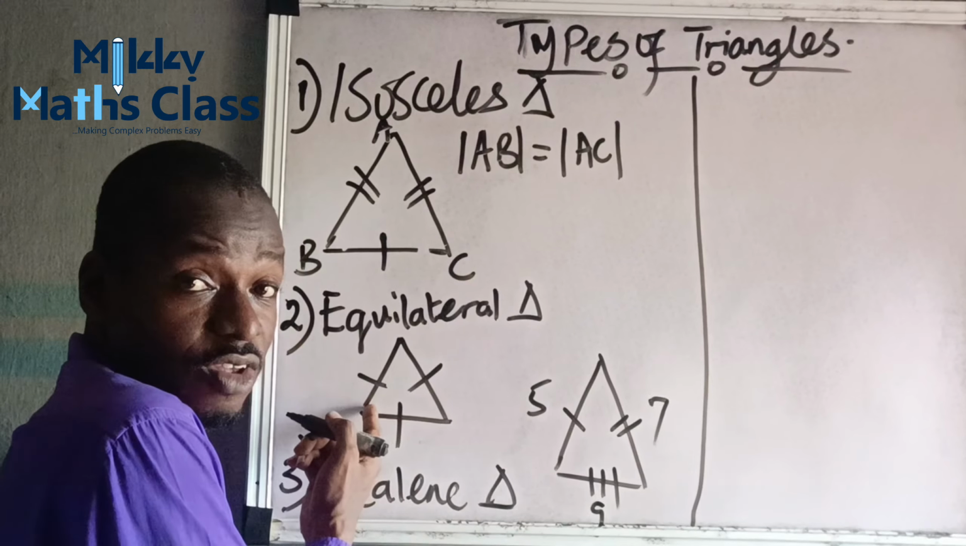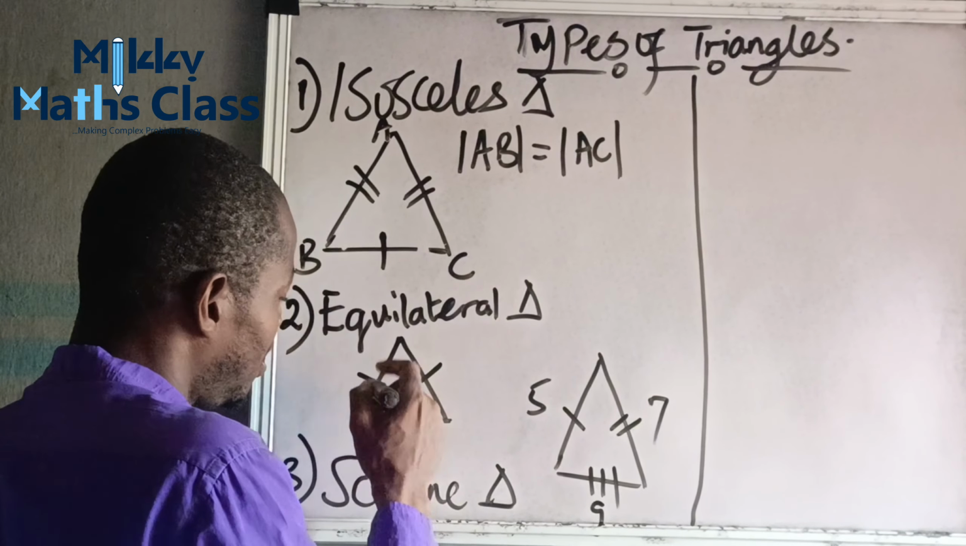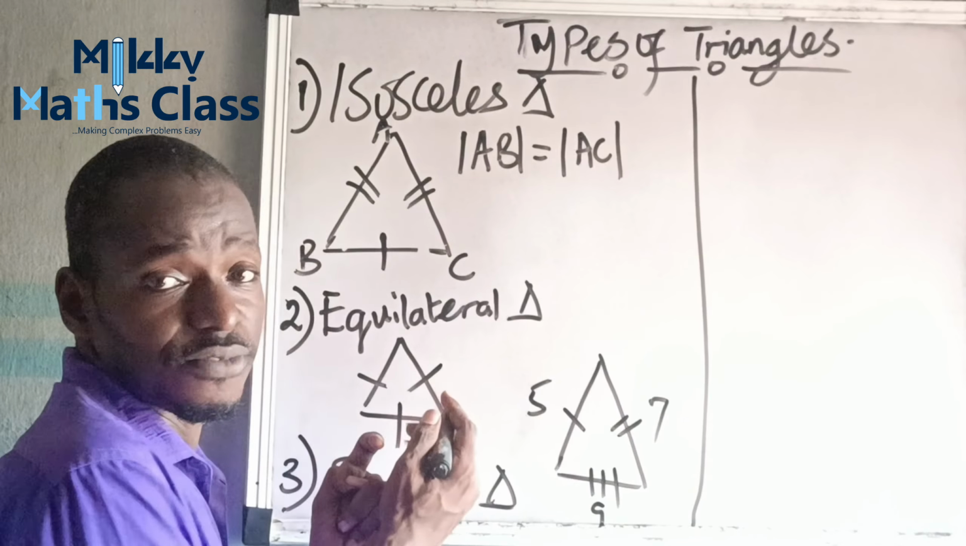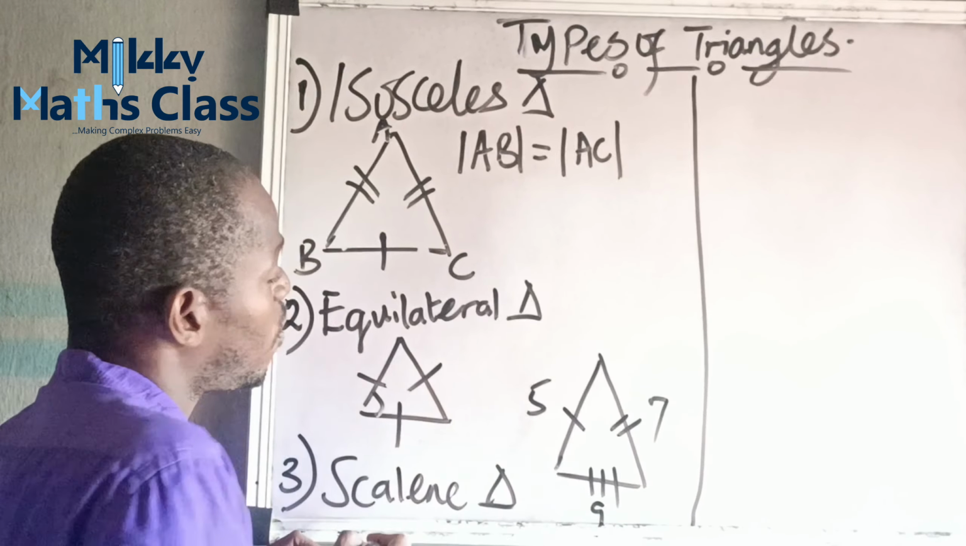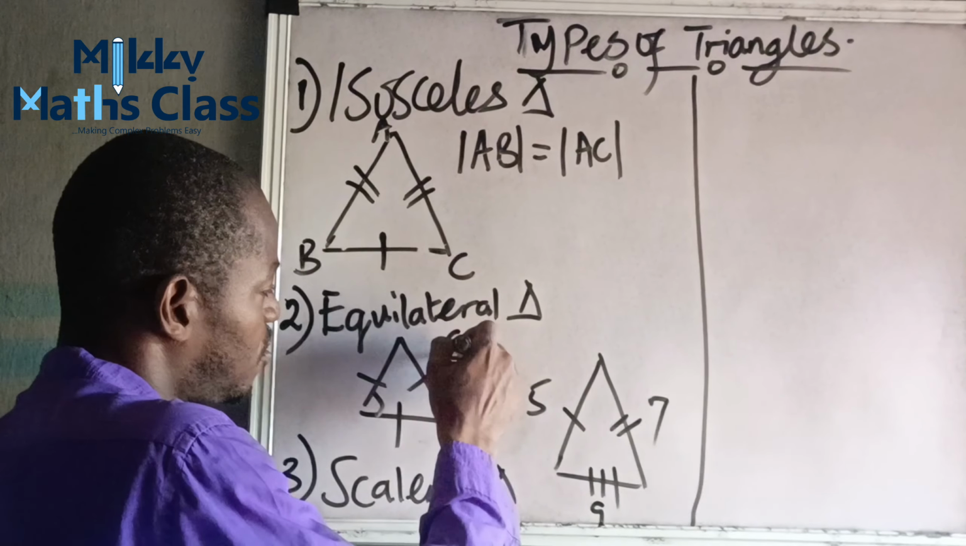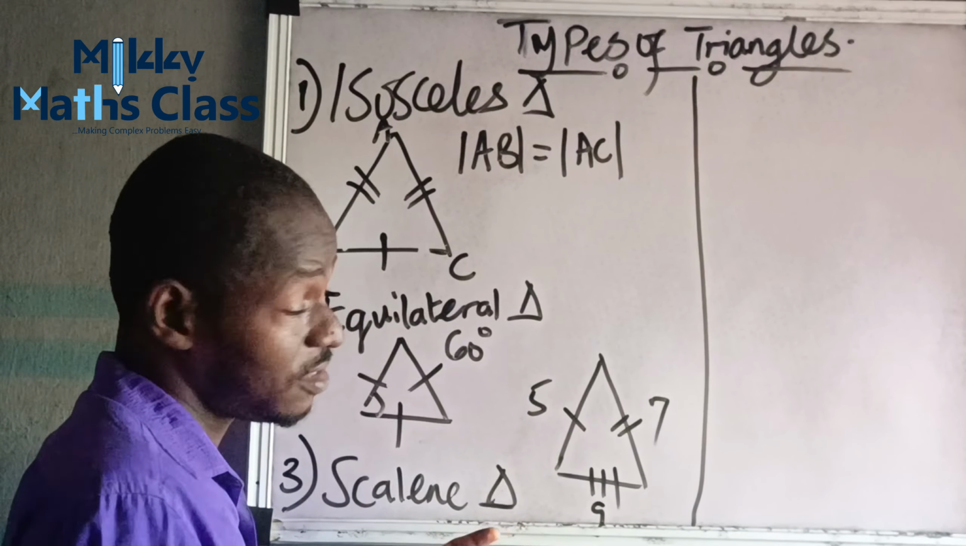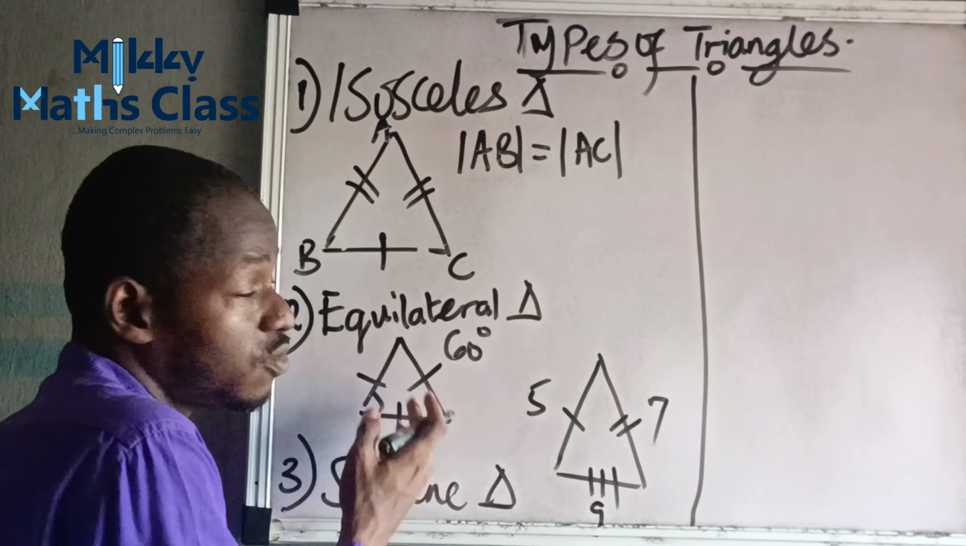Now for an equilateral triangle, all the angles are equal. Now since a triangle has 180 degrees as the sum of its angles, one of the angles of an equilateral triangle will be 60 degrees, because 60 plus 60 plus 60 will give us 180, since we said all the angles are equal.